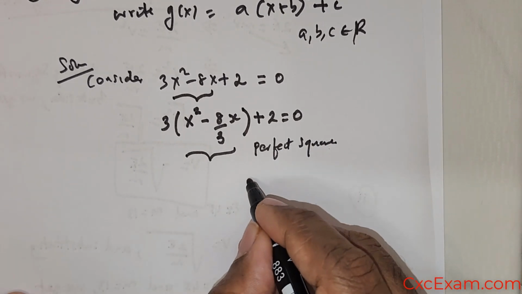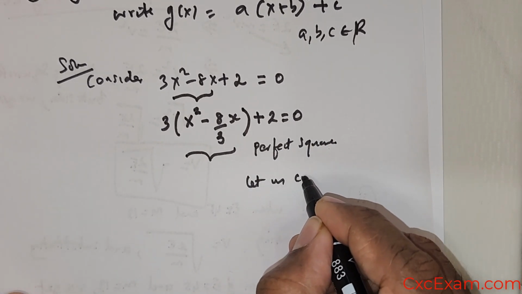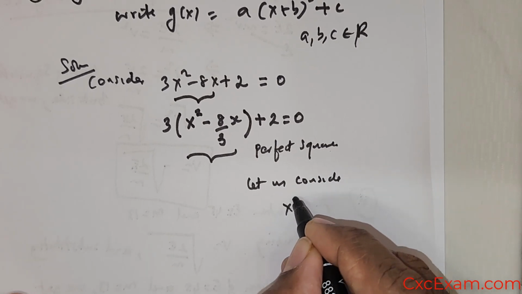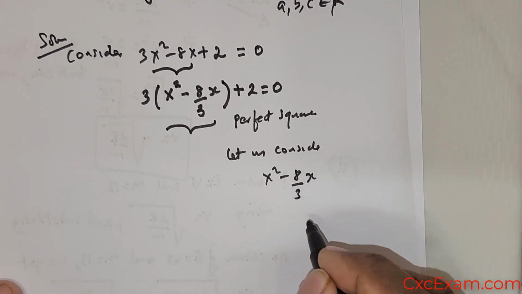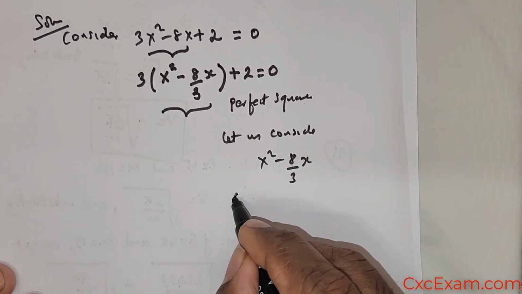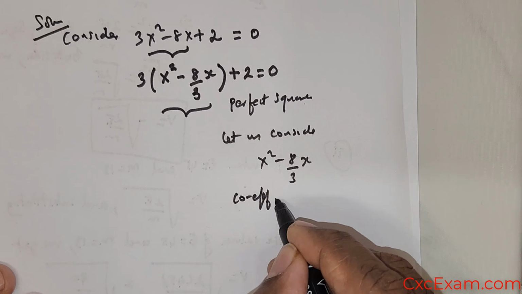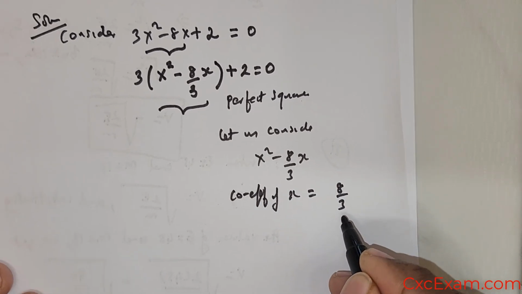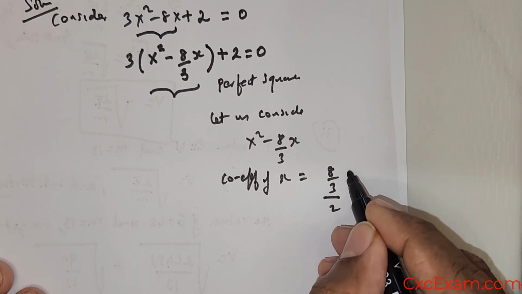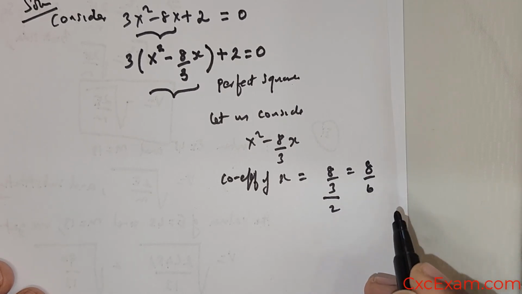Now for that to happen, let us consider x squared minus 8 over 3 times x. Now you take the coefficient of x. What is that? 8 over 3. Now you divide by 2. What do you get? 8 over 6.